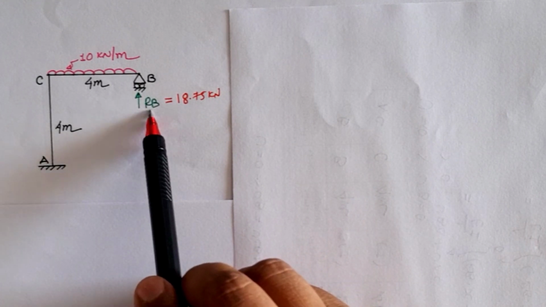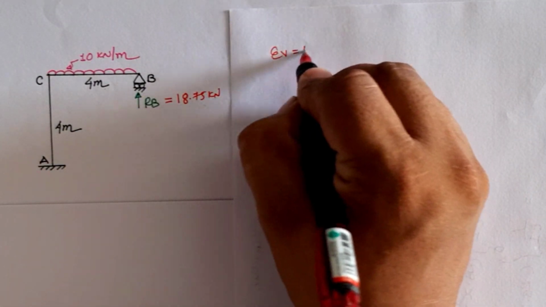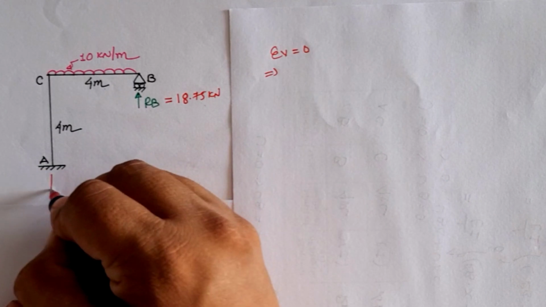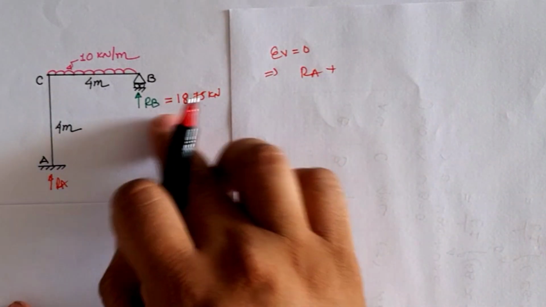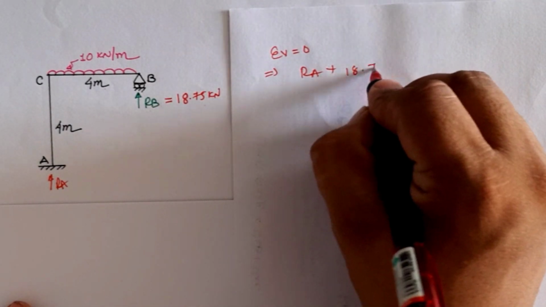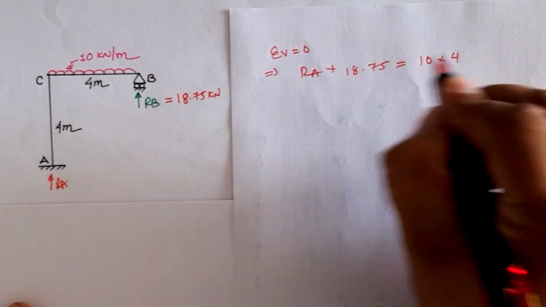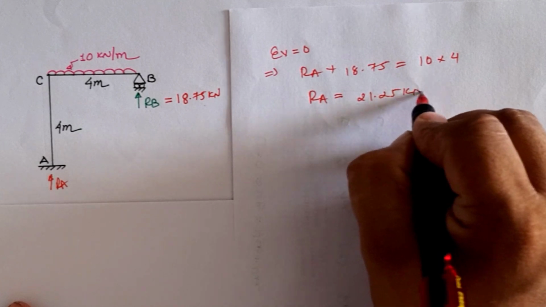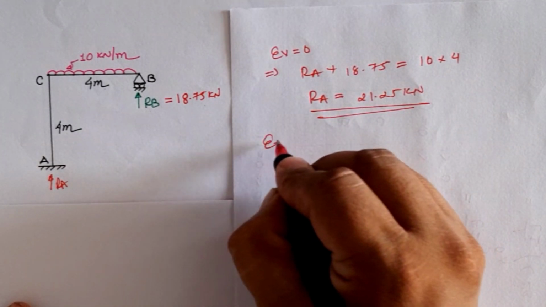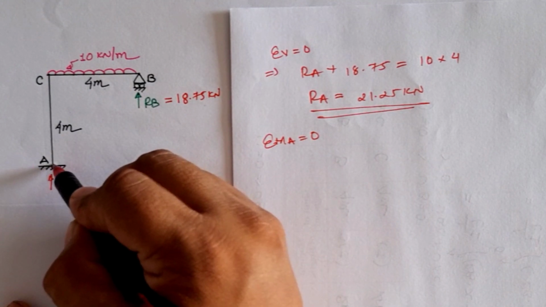Now going ahead for the remaining reactions of the given portal frame, from the above calculation we have calculated the redundant reaction at location B as 18.75 kilonewton. If we take sigma V equal to 0, with vertical reaction at location A as RA, then RA plus RB as 18.75 is equal to the downward load of 10 into 4. So the RA value is equal to 21.25 kilonewton.